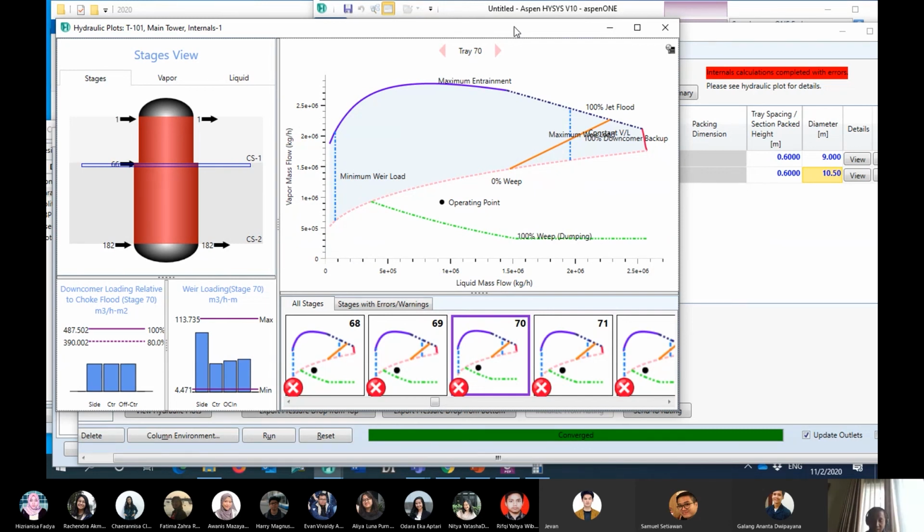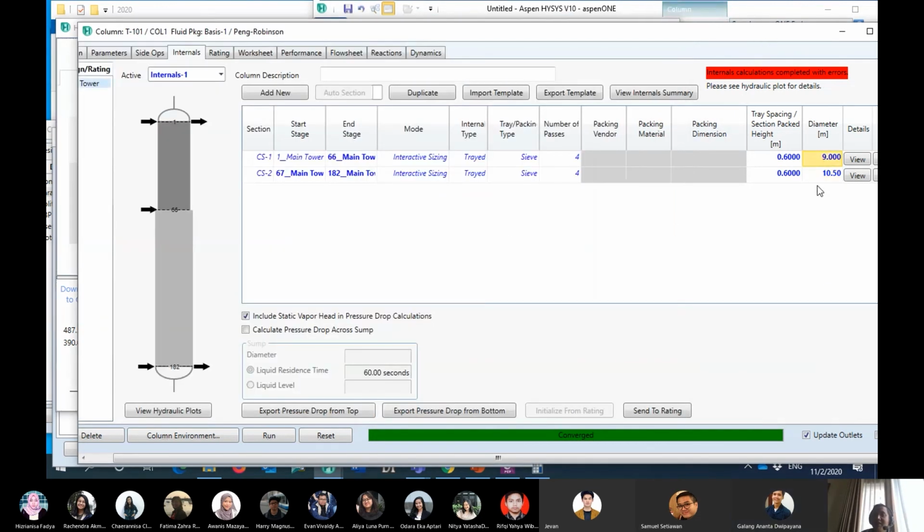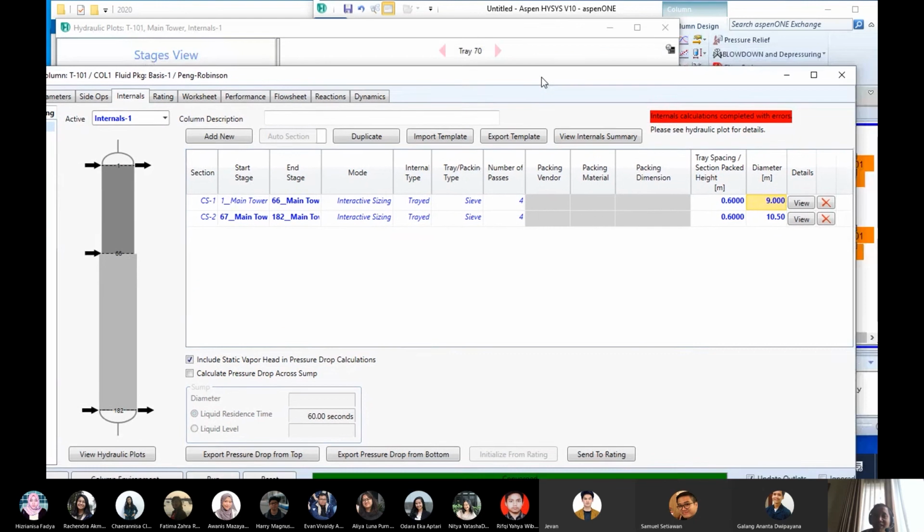Previously, with diameter 7, we had a flooding condition. Now, with a diameter of 9, we have weeping. Do you have any suggestion related to this hydrodynamic operation? Anyone can help me? Maybe you can decrease the diameter. What is the value that you want to put in here?